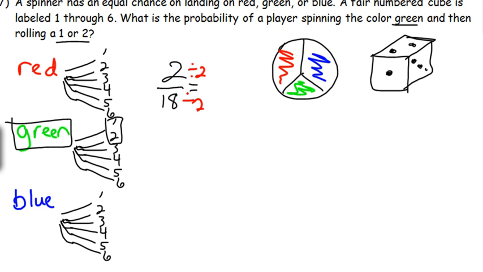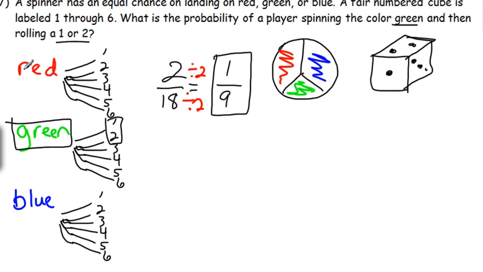Divided by 2, we would end up with 2 divided by 2 being 1, and 18 divided by 2 being 9. So our probability would be 1 out of 9. Now there's a second way to do this that's a little bit less involved than having to write out the whole sample space, and that's just to look at each probability on its own.